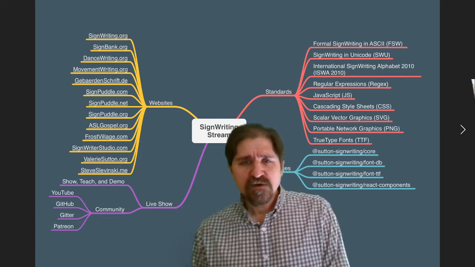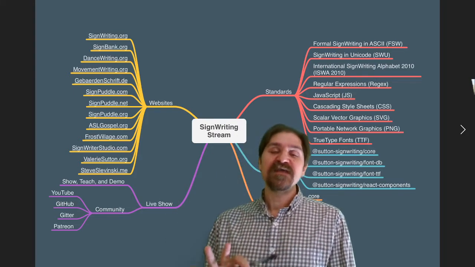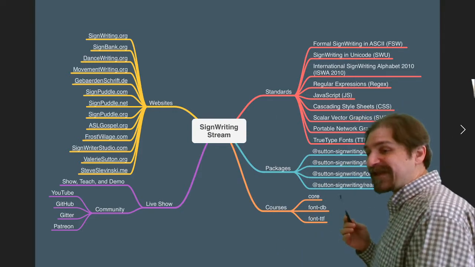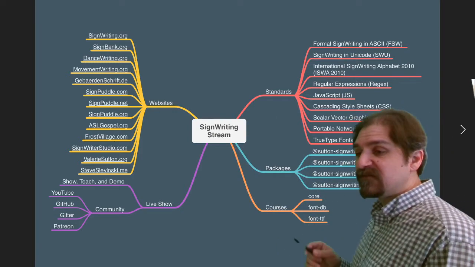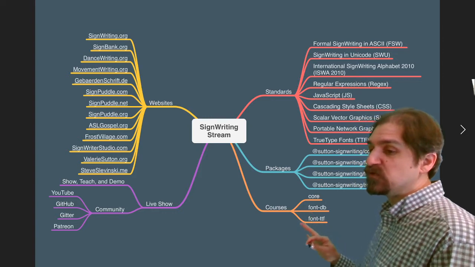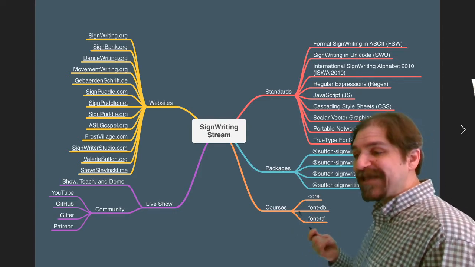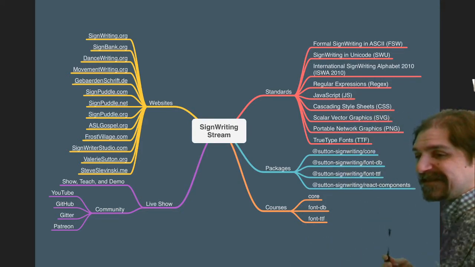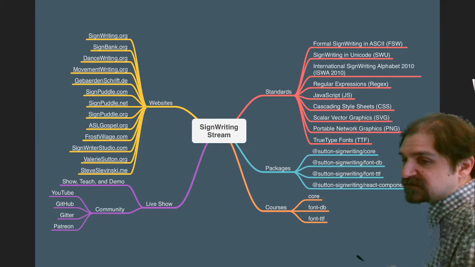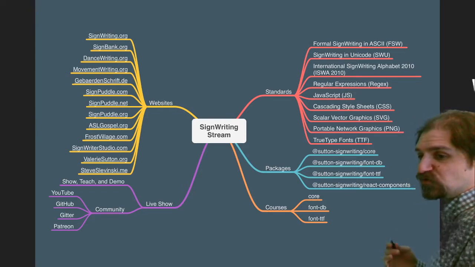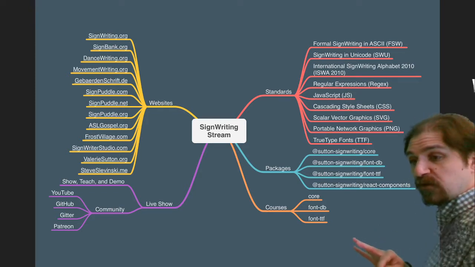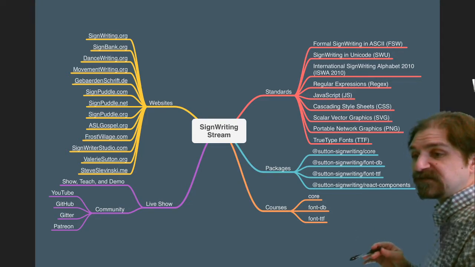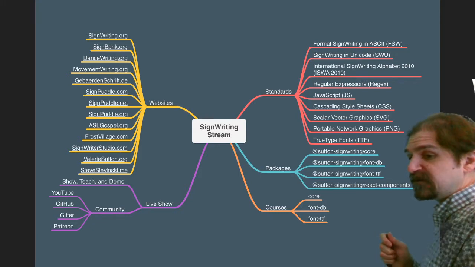With the SignWriting Stream, we're going to cover a bunch of technologies that are involved in signwriting. We have the formal signwriting in ASCII, which is FSW. We have the signwriting in Unicode, which is SWU. We have the International Signwriting Alphabet 2010. We have regular expressions, JavaScript, cascading style sheets, scalable vector graphics, portable network graphics, and TrueType fonts. If you're going to be working with signwriting right now on the technology side, you should have at least a basic understanding of all those standards that we will be using.